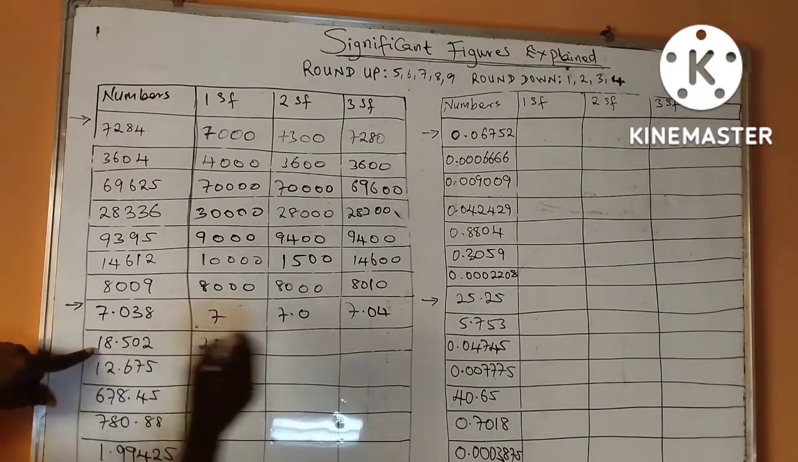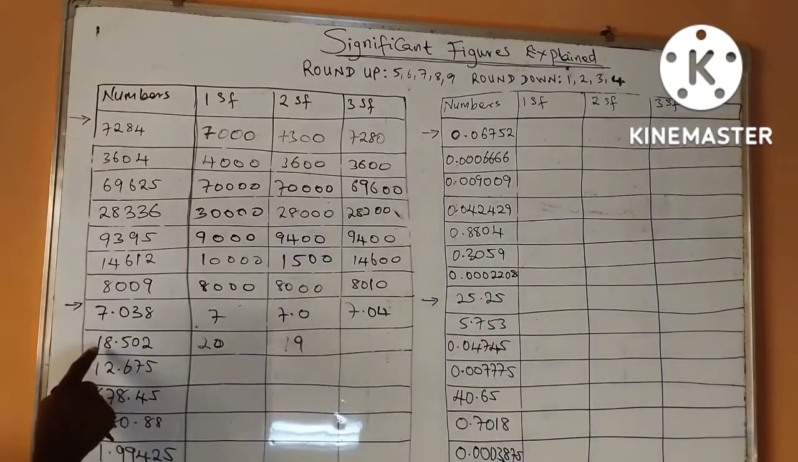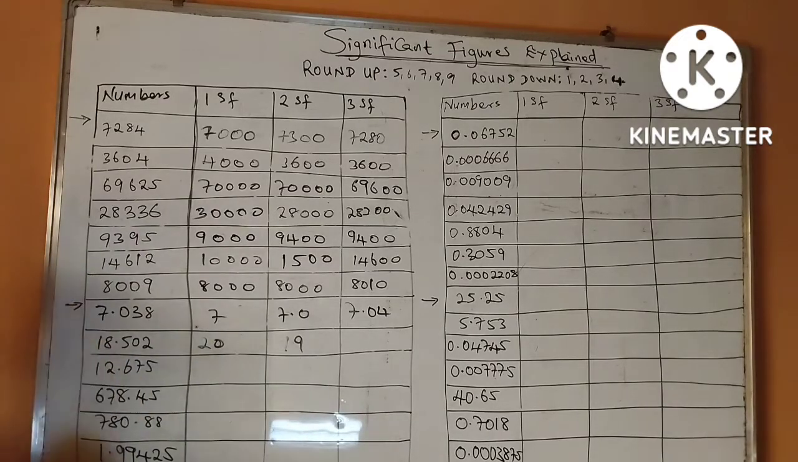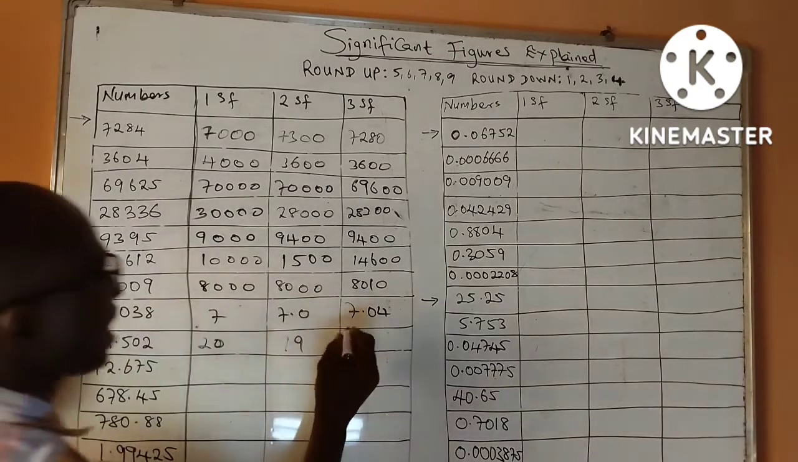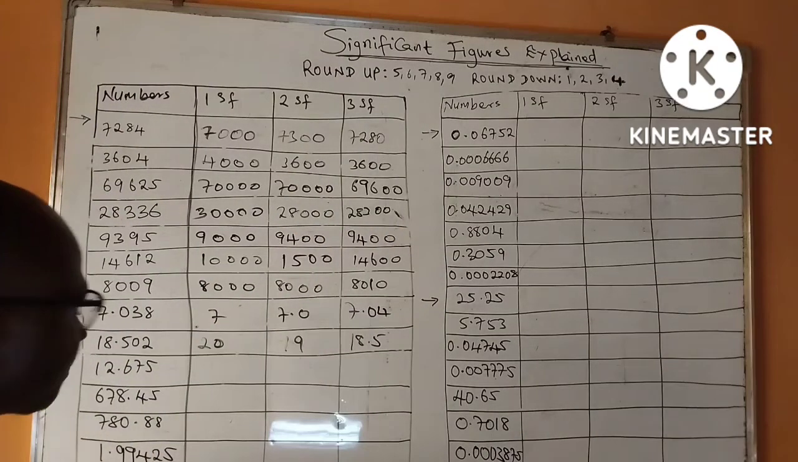Then 1, 2, which is now 1, 9. Why? 1, 2. The next digit is 5. I will round it up to 8. 1, 2, 3. So I have 18.5. I hope that is understood.